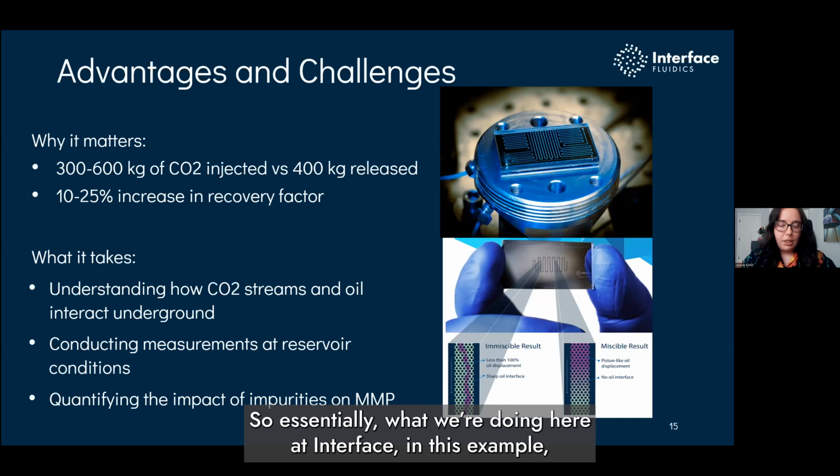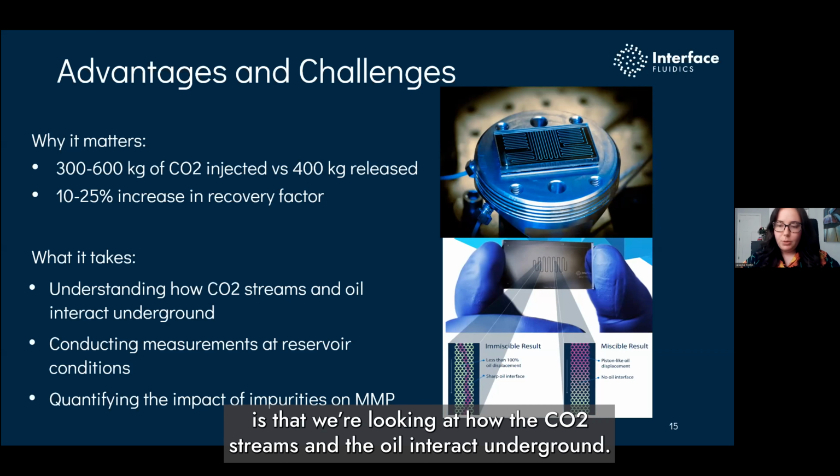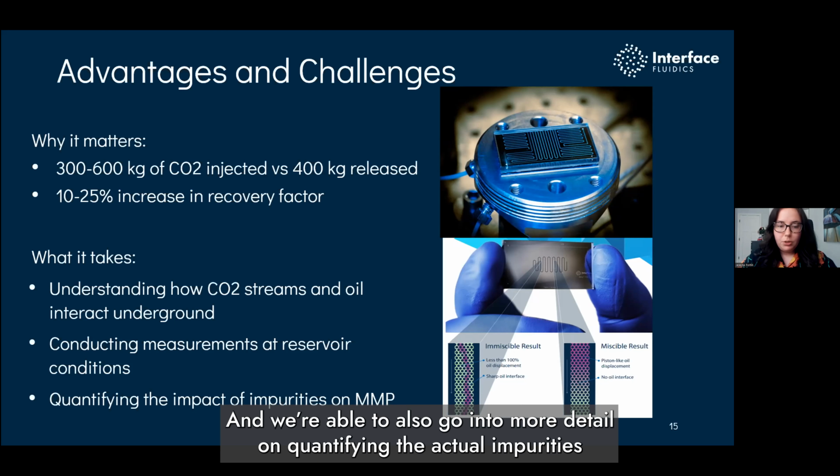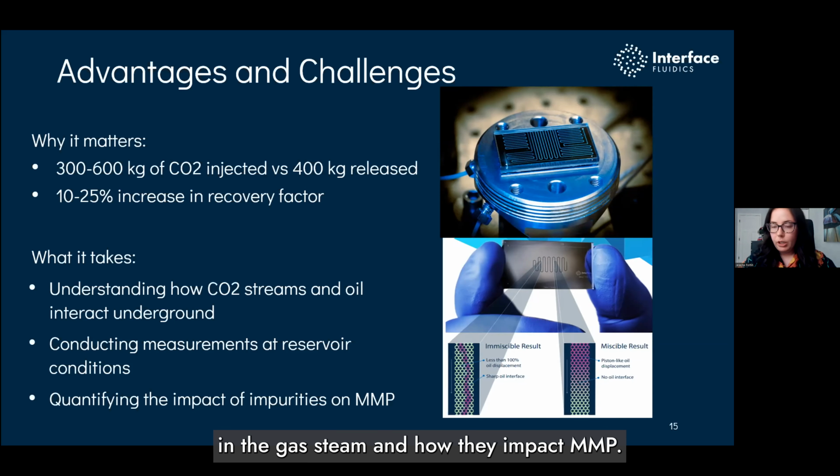So essentially what we're doing here at Interface in this example is we're looking at how CO2 streams and the oil interact underground. We conduct all of these measurements at reservoir conditions, and we're able to also go into more detail on quantifying the actual impurities in the gas stream, on how they impact MMP, and how they may impact the ultimate performance of a miscible CO2 flood.